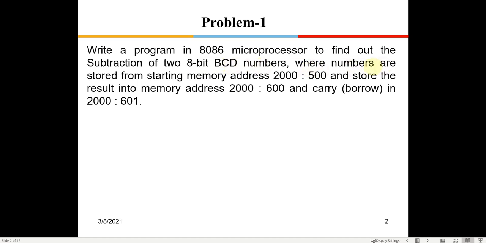BCD numbers, where the numbers are stored from memory location 2000, and the offset is given as 500. So there are two numbers, at 500 and 501, and we store the result in memory address offset 600. You need to fetch these two numbers from locations 500 and 501 and subtract them, and then put the difference in 600 and, since it's subtraction in this case, the borrow in 601.